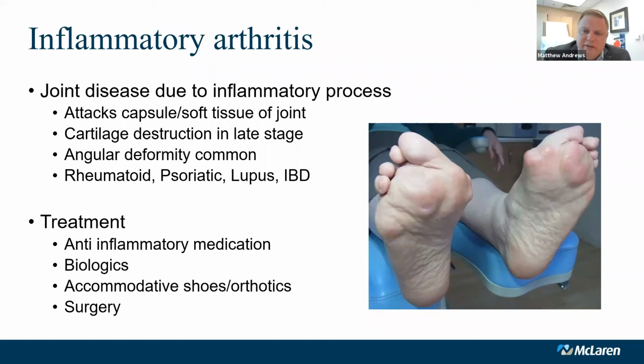Oftentimes cartilage is well maintained until later stages in the disease as well. So again, we try to do what we can to palliate these things, or sometimes do accommodative shoes, accommodative shoe inserts. In some cases, we'll consider use of biologic medications to help arrest the inflammatory process. And that can be everything from steroids or other anti-inflammatory medications to medications that really help to limit the proliferation of some of these disease processes.